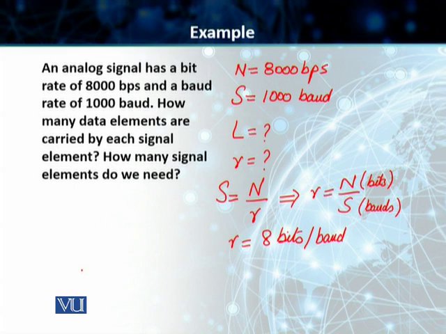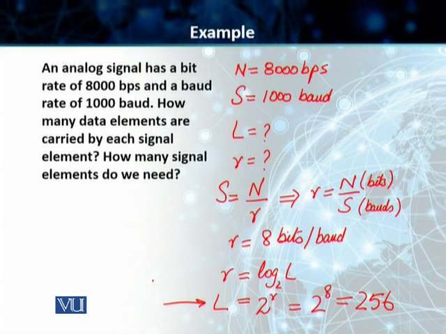Now we need to find out how many signal elements we need. Students, we know that R is equal to log to the base 2 of capital L, where L is the number of different signal elements. So in this case, L is going to be 2 raised to the power R, and we already have the value of R, which is 2 raised to the power 8, and so the total number of signal elements is 256. So you have found your L and you have found your R.